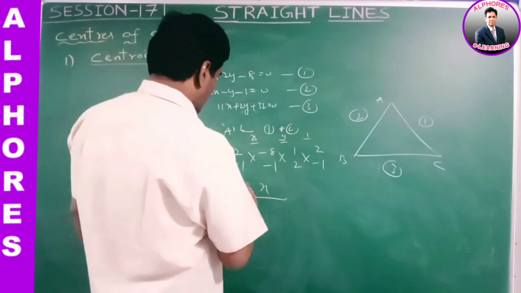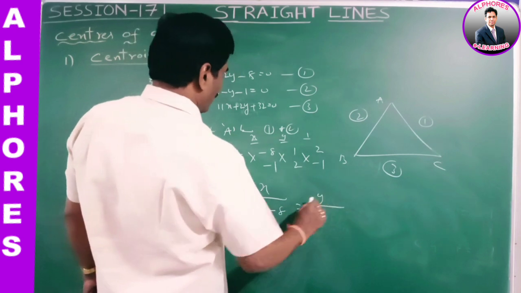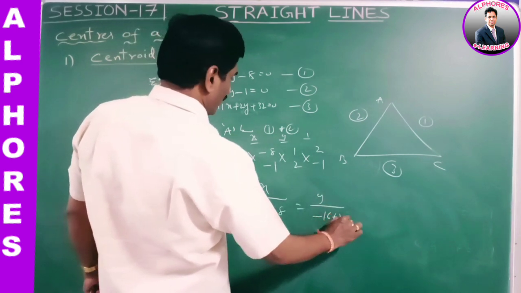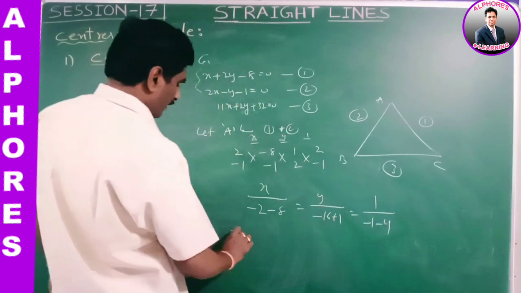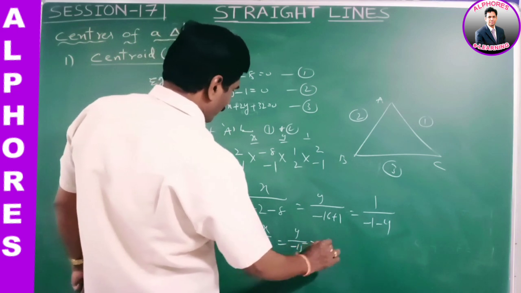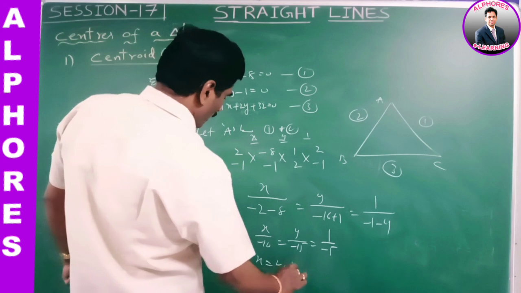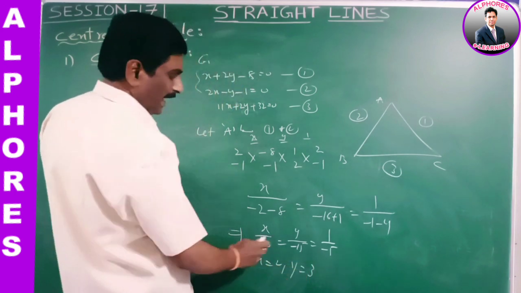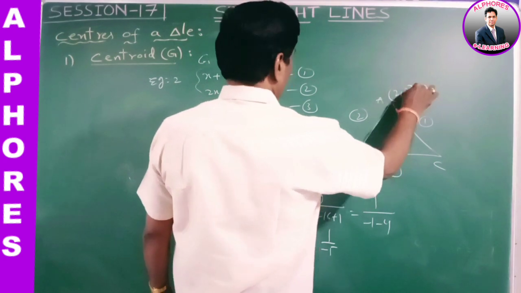x by AD minus BC means x by (-2 - 8) equals y by (-16 + 1) equals 1 by (-1 - 4). That means x by -10 equals y by -15 equals 1 by -5. Here, what is the value of x? x is equal to -10 by -5 and y is equal to -15 by -5. So A is equal to (2, 3).